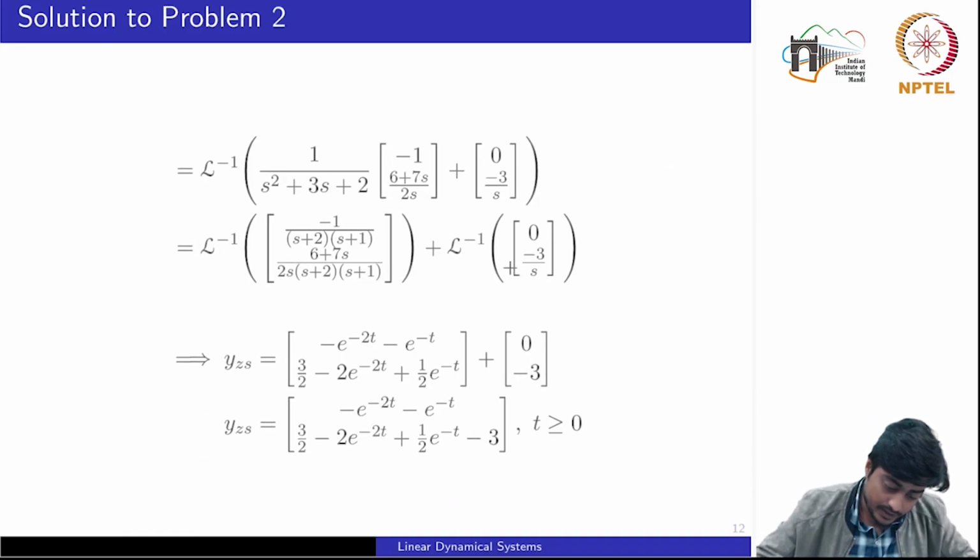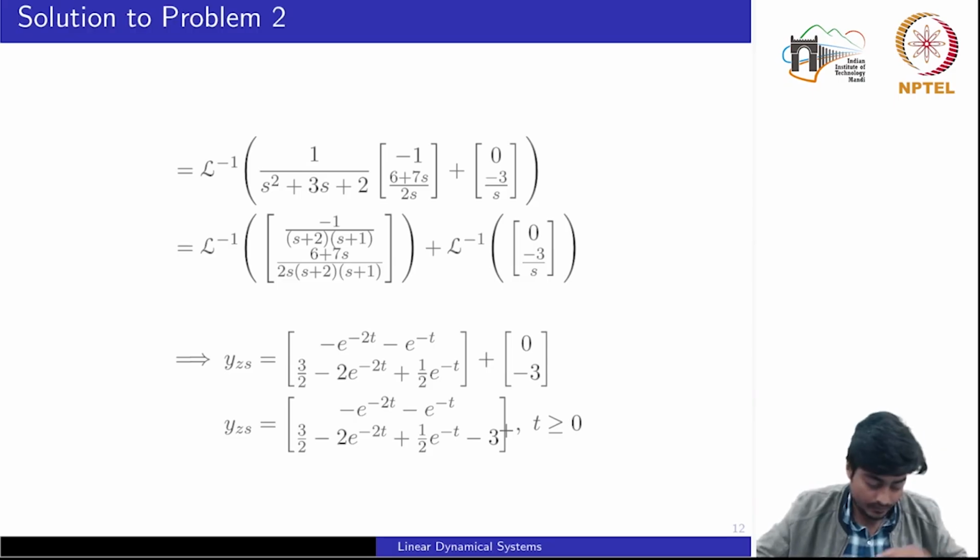And finally we would end up with this simplified version of the Laplace inverse of the S domain matrices. So once we compute the Laplace inverse, this is the solution we would obtain, which is valid only for t greater than or equal to 0.